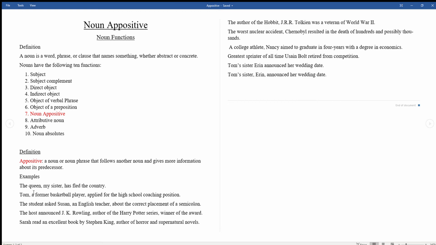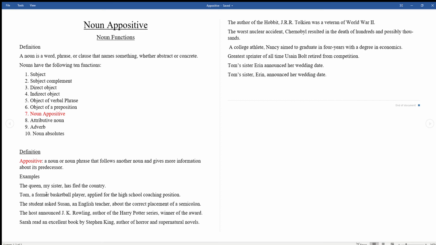So again, we have very similar structure here. We have Tom, which is the noun. We have, this is a noun phrase, a former basketball player. A, former, and basketball are all adjectives. The noun here is player. And so this is a noun phrase that's describing or modifying Tom, or telling us more information about Tom, who's the preceding noun.